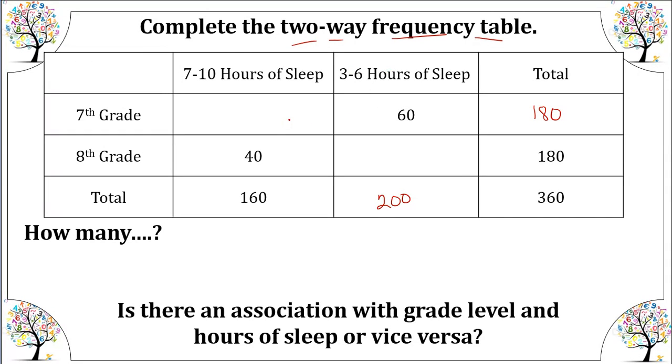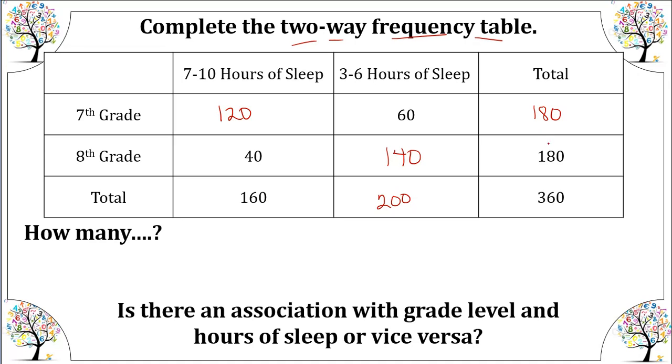Now let's just go ahead and fill in the rest. So this cell is 7th graders that get a good amount of sleep, so we just subtract 60 from its total. This cell represents 8th graders who get little sleep. And now we have everything filled up. So now we can answer a few questions. So we know that we had 160 folks that get a lot of sleep. We had 200 folks that get little sleep.